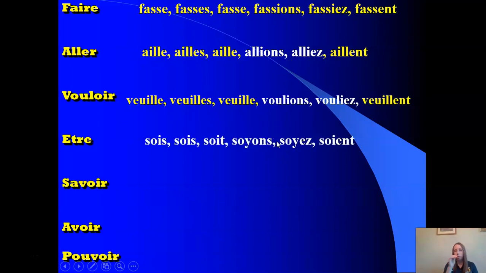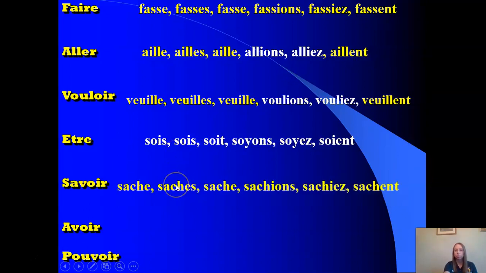Être. Être and avoir are the only 2 that have irregular stems and irregular endings. So, que je sois, tu sois, il soit, nous soyons, vous soyez, ils soient. So we've been used to the endings being E, E-S, E, I-O-N-S, I-E-Z, E-N-T. Look at the endings here, S, S, T. E-N-T is the same, and then look here, no I-O-N-S, I-E-Z, just O-N-S, E-Z. Être and avoir are the only 2 verbs that don't have an I in the nous and vous form. And they're the only 2 verbs that have different endings in the other forms.